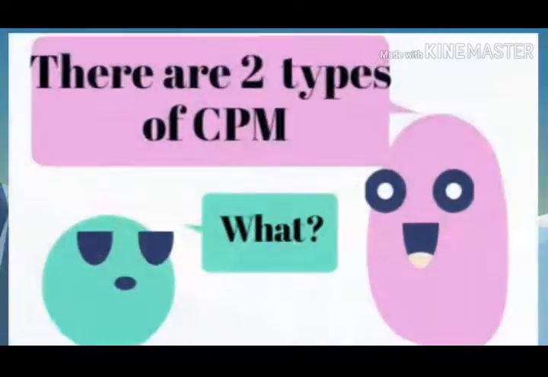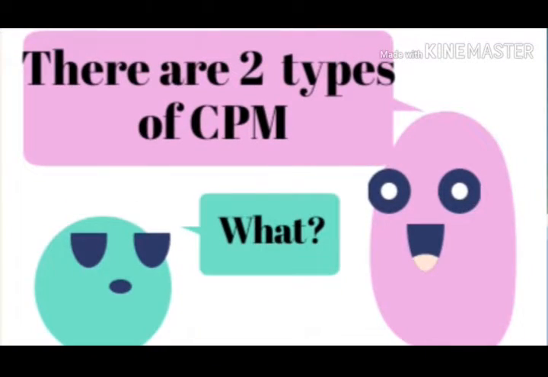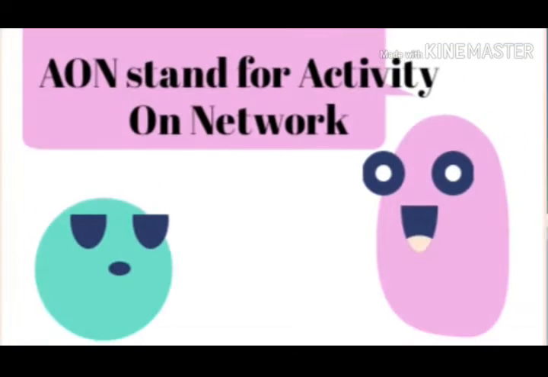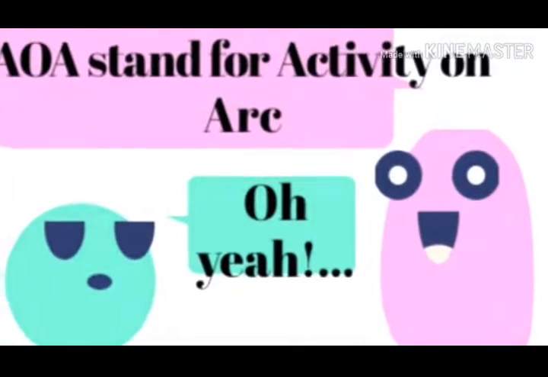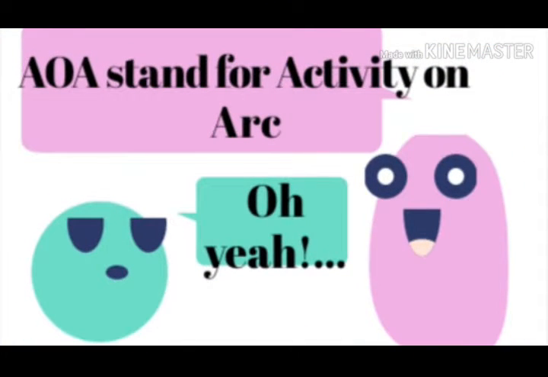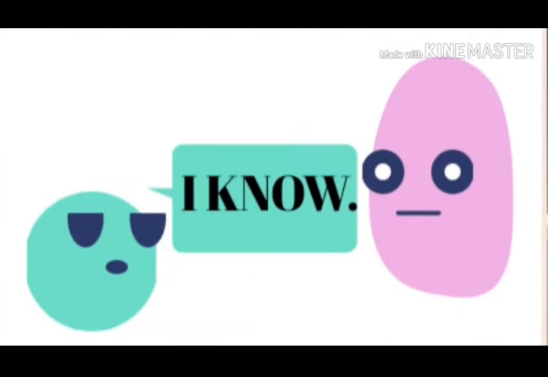There are two types of CPM: AON, which stands for Activity on Network, and AOA, which stands for Activity on Arc.